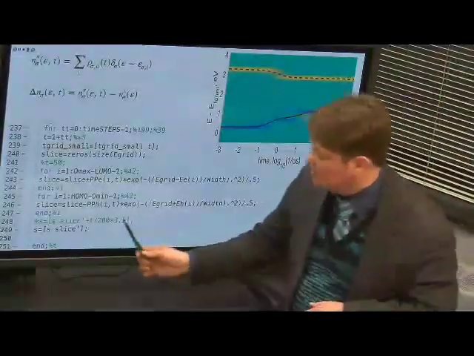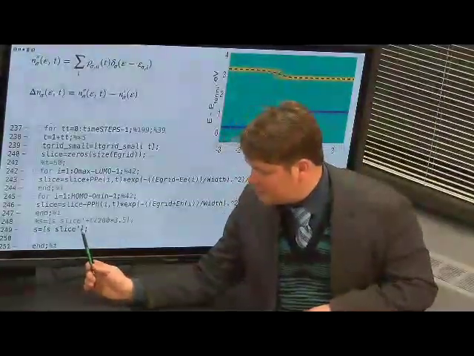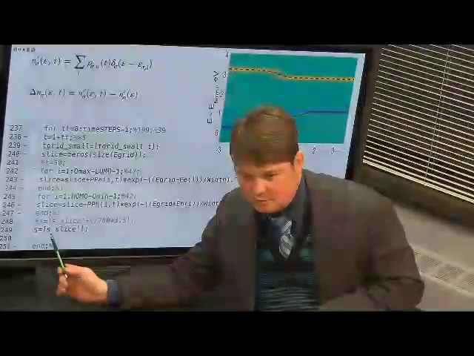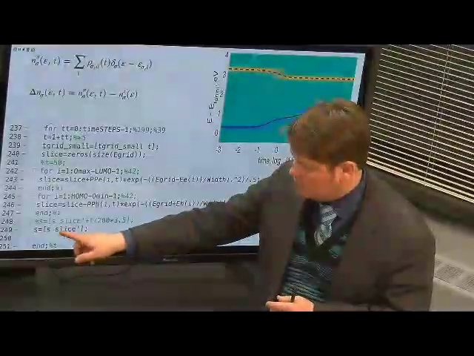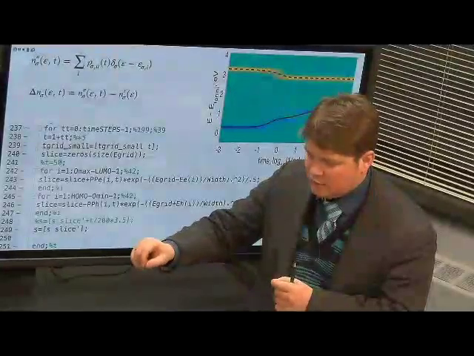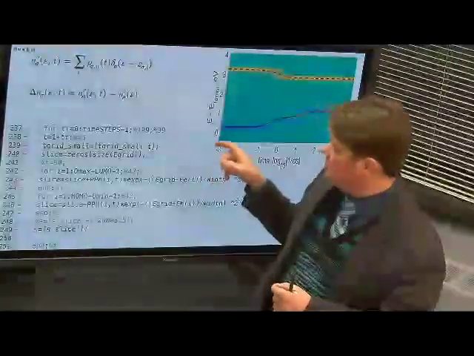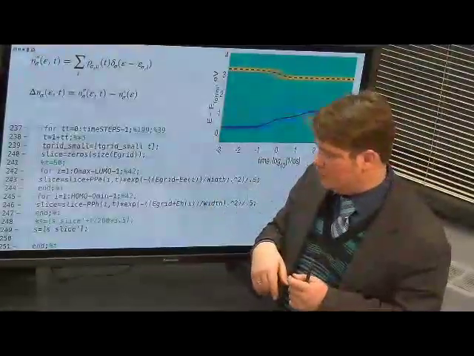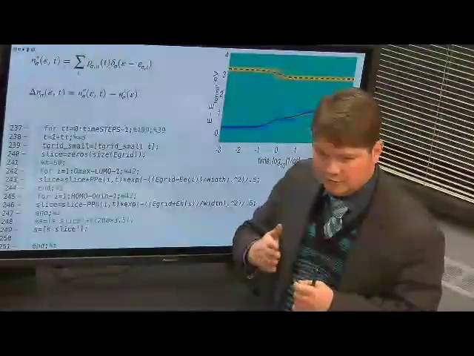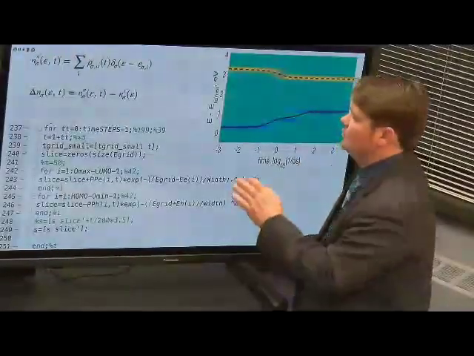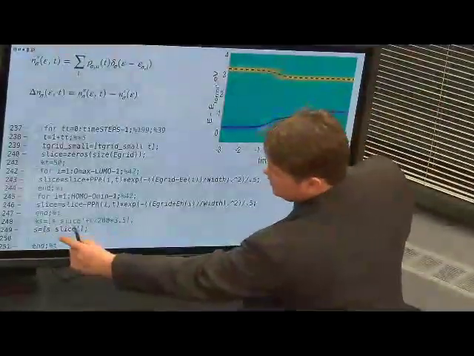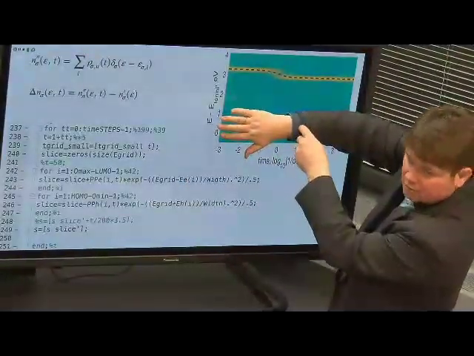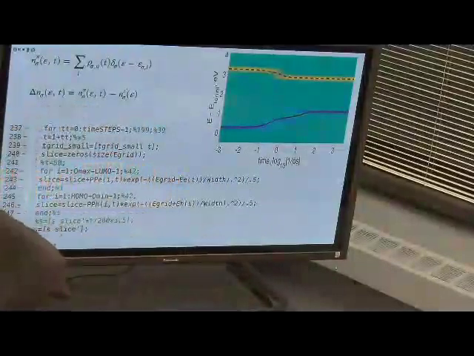And then the slice for each time step is accumulated into a matrix that grows bigger and bigger at each time step, so that on one dimension it will be energy, about 500 steps for different values of energy, and on the other axis it will be time steps. So this S, at this point, will be the upper part of this image. Make sense?